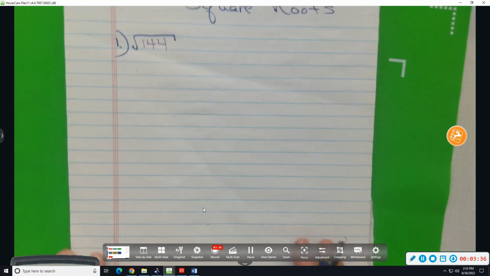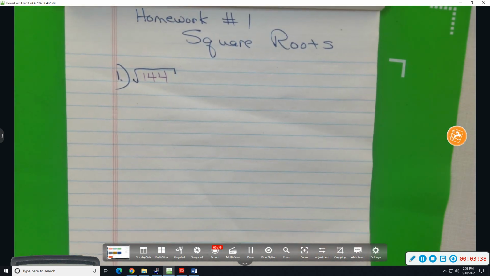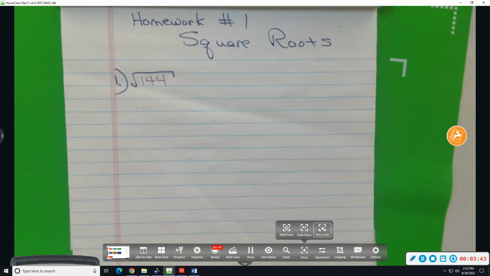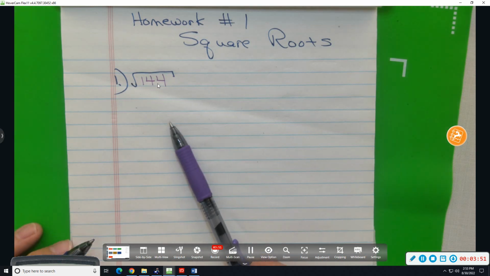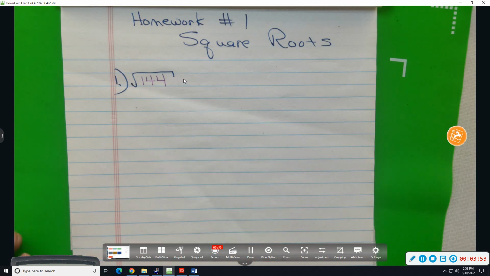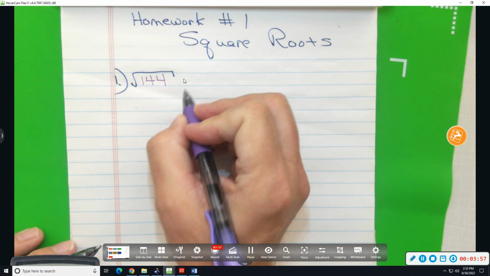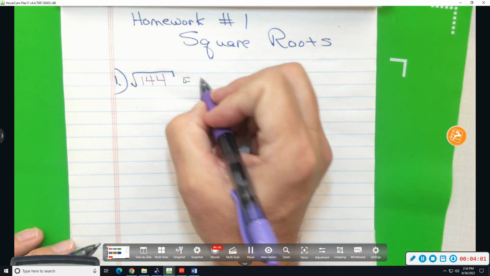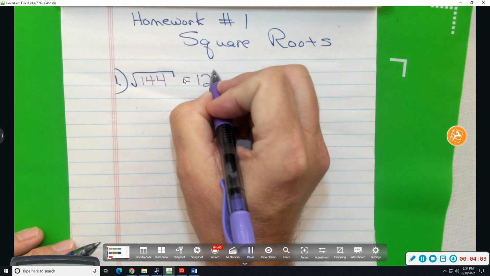Square root of 144. Let me see about this focus. Does that look focused to y'all? Yes. Okay. So, what is the square root of 144? Well, what number can you multiply by itself and get 144? 12. Okay, 12 times 12 is 144.